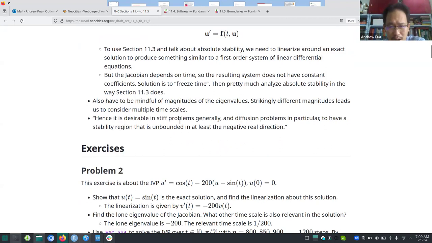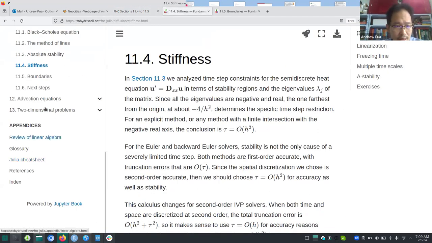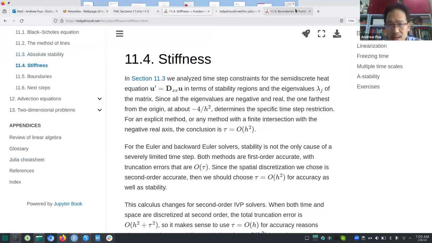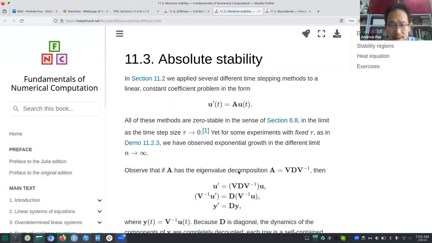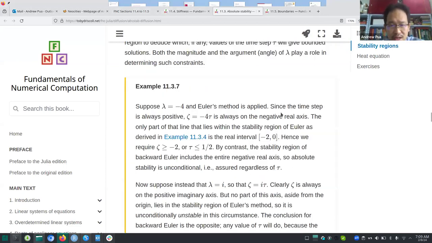And again, practically, we want to apply a numerical method that has a stability region that is unbounded, at least in the negative real direction. And you can see that from the pictures. Let me just go to that part, in section 11.3, you'll have pictures like this.